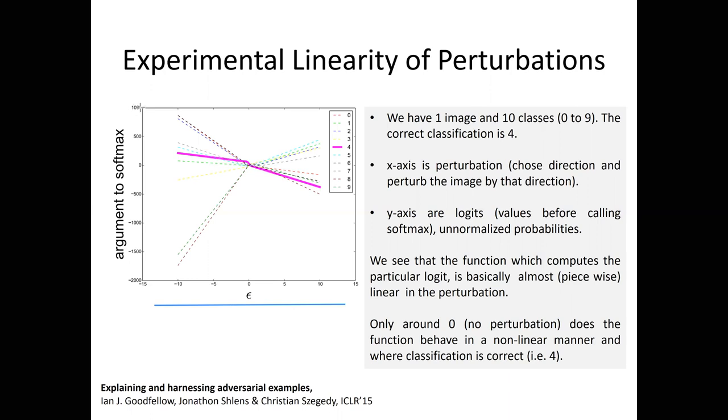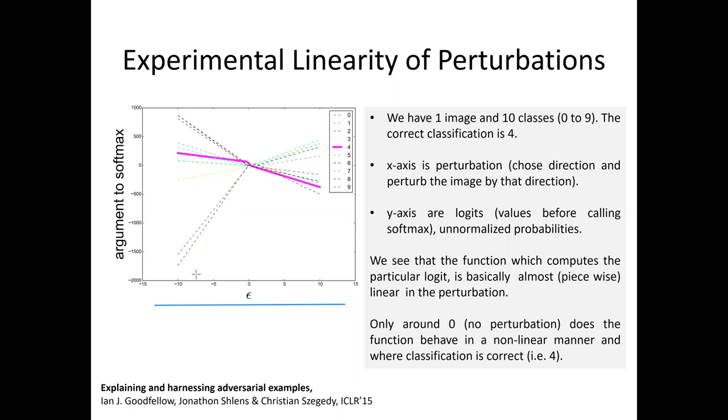So these, you can think of them as some form of unnormalized probabilities. And what we have here in the middle is 10 different lines, for the 10 different digits that we can obtain in our classification problem. So we have 0, 1, 2, 3, 4, 5, 6, 7, 8, 9. Each line represents one logit.